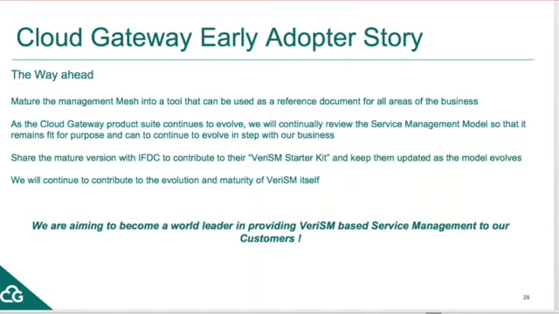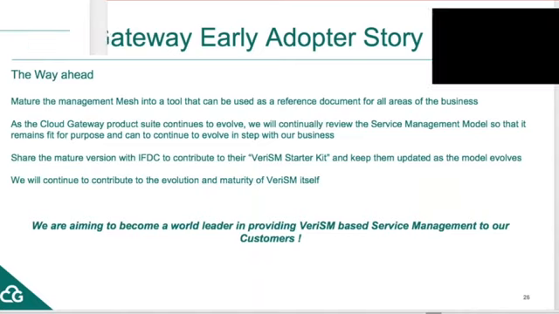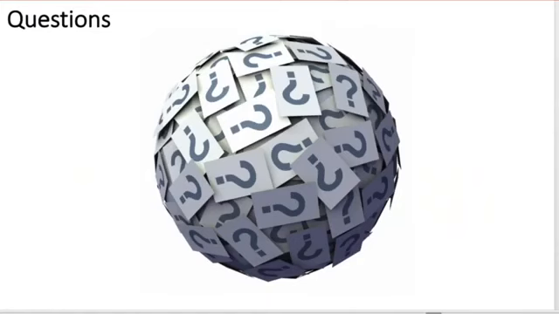And finally, what is my vision statement? There it is. You've got to have a high target to aim at. We in 6.6 Cloud Gateway are aiming to become a world leader in providing VeriSM-based service management to our customers. I believe we made a good start. The fact that I'm on here presenting to you and that I'm involved in the IFDC means some other key organizations are perhaps agreeing with us, which I think is absolutely fantastic. So next slide, please, Adamar.